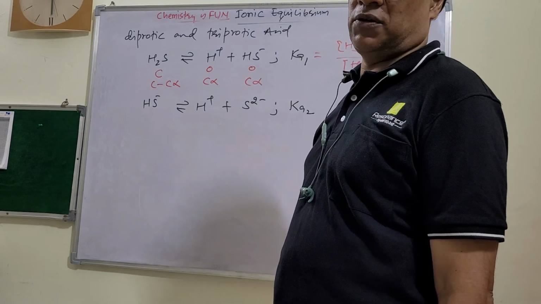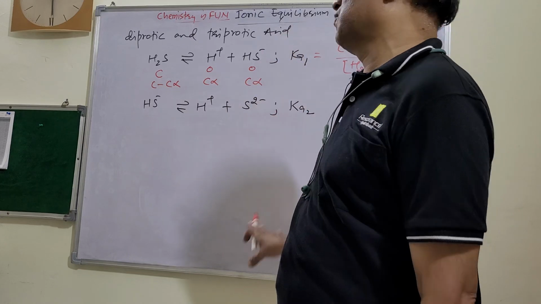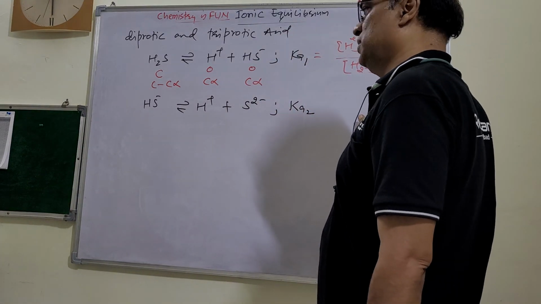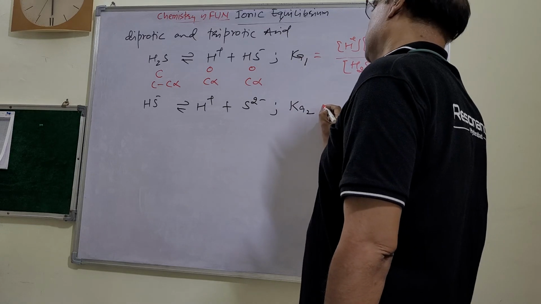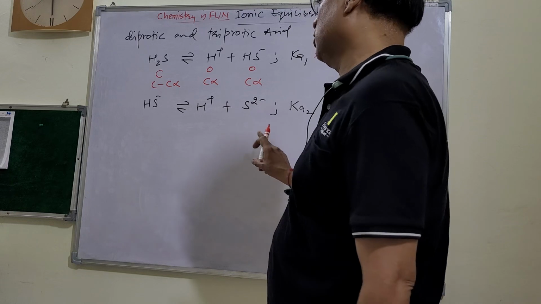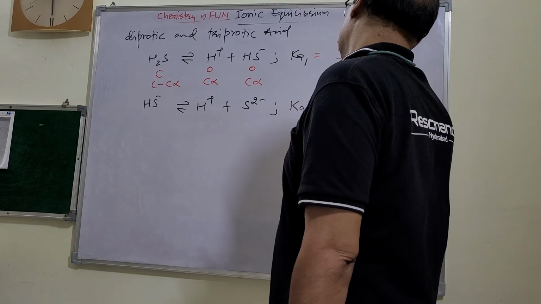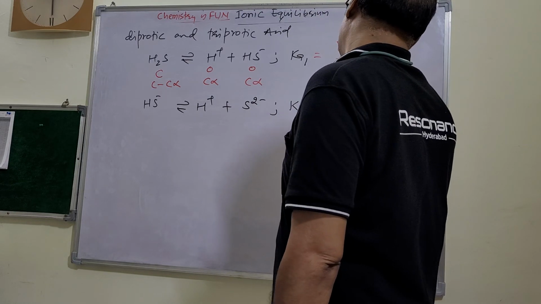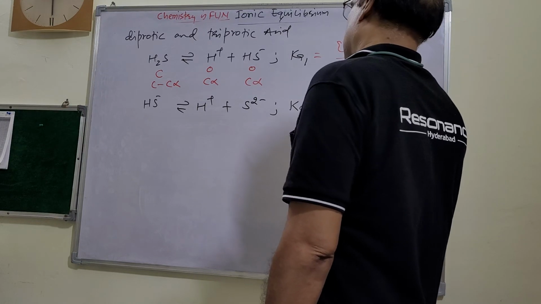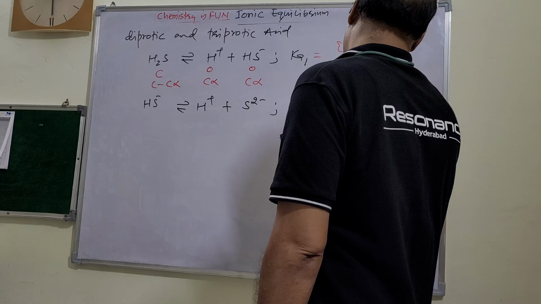Is it clear to everybody? So you must be very comfortable to write such equilibrium. First ionization already has been done. Now second ionization again we can write, but I will not write concentrations here because there is an issue. So there is a problem. I can write H plus again S2 minus for Ka2, then I can write concentration HS minus.